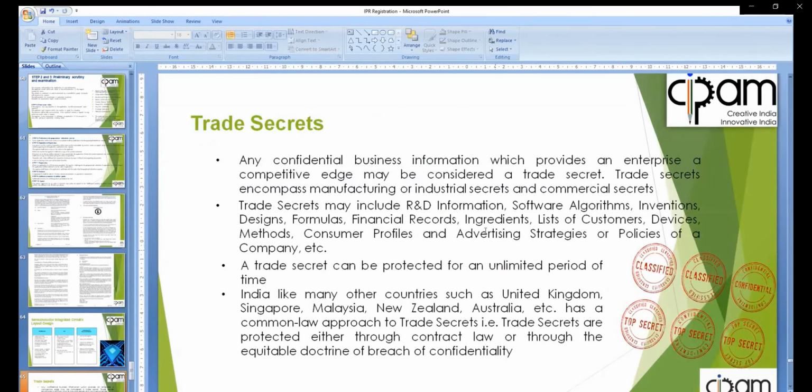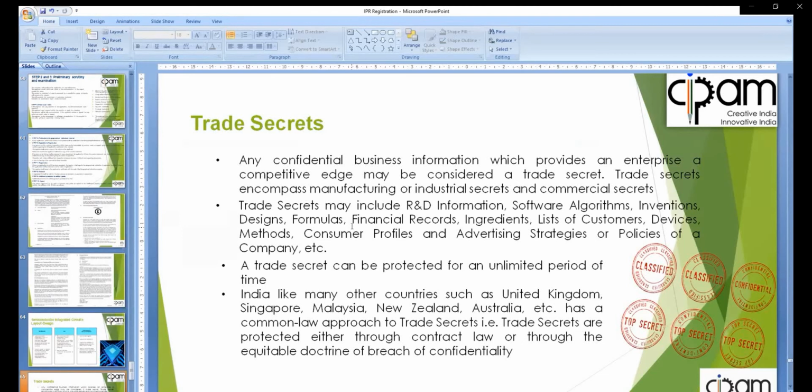What is a trade secret? As Sir has already highlighted and enlightened upon this, once again I would throw some light on it. It includes R&D information, software, algorithms, inventions, designs, formulas, which are very crucial for the company, for the business to run.